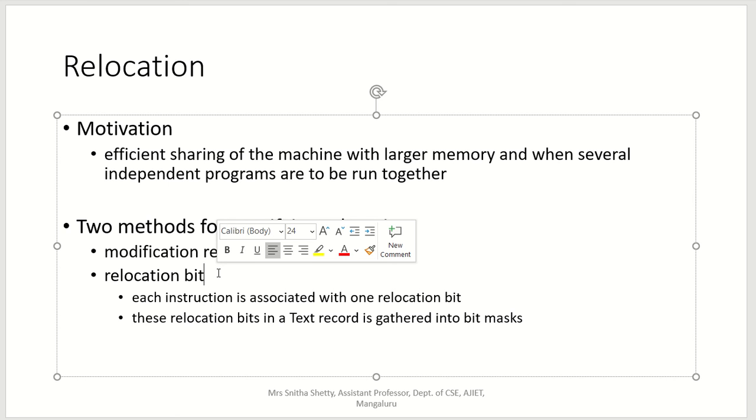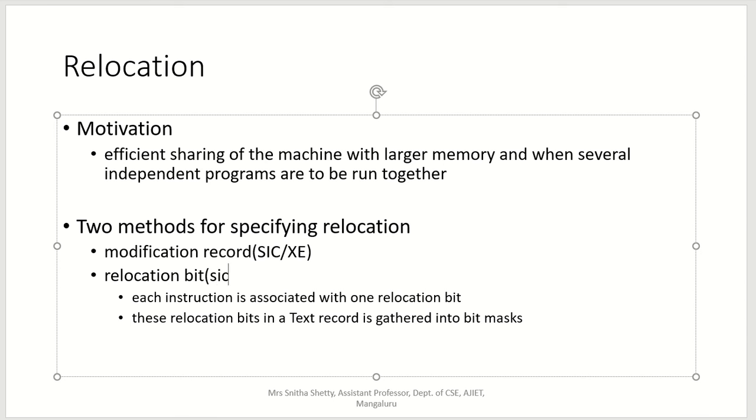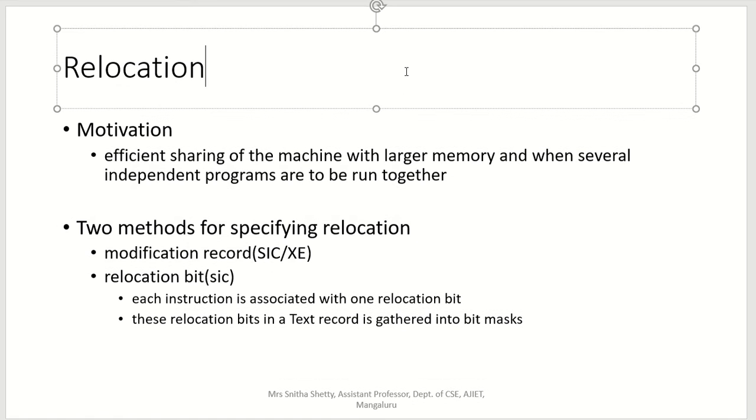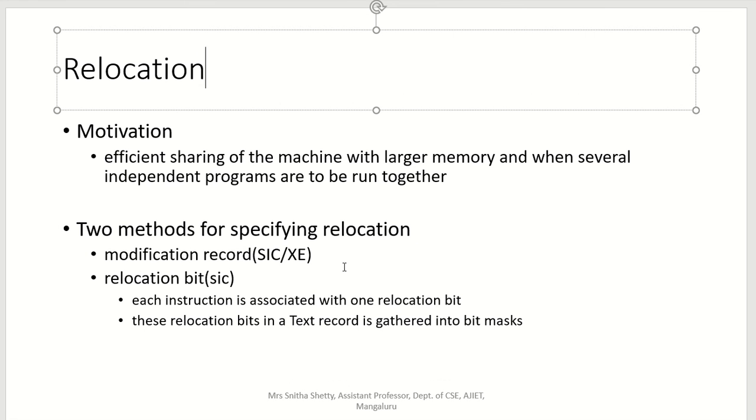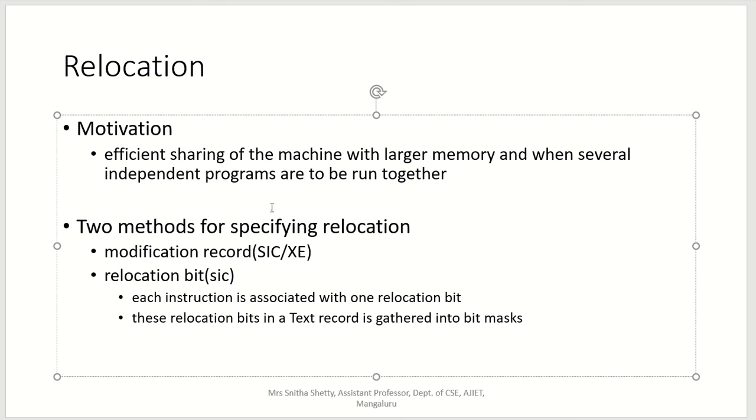So when the program is just SIC, it is done through the relocation bit. When the program is just SIC, the modification is identified by the relocation bit. We will study that in detail later. If the program is SIC/XE, then the modification is done through a modification record. So we'll see more about the modification record.